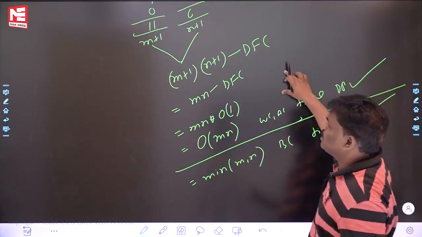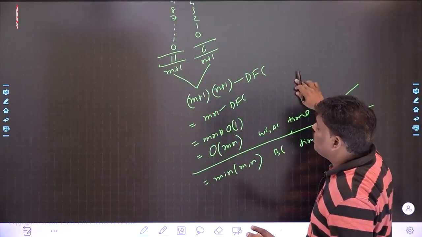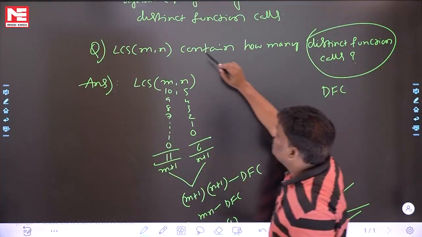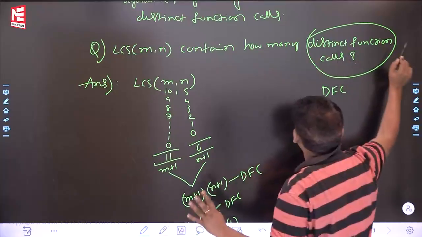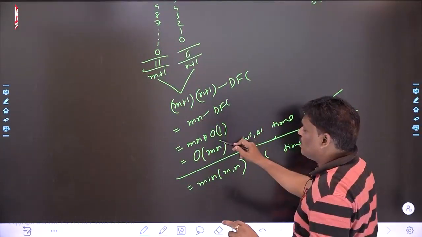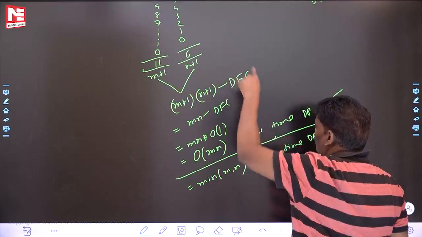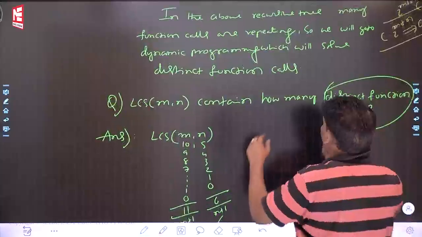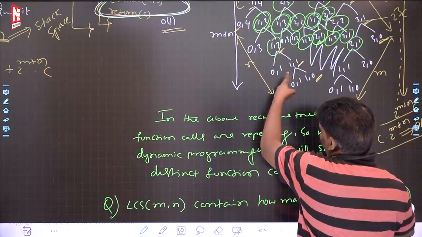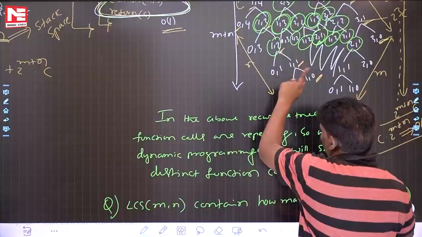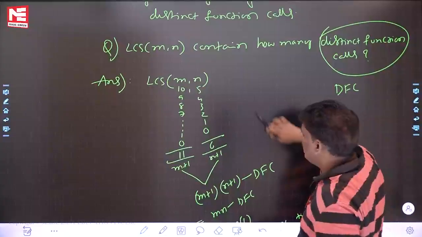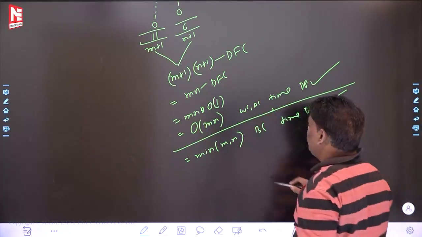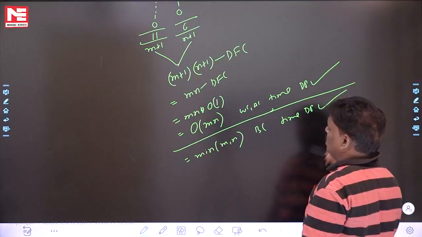Dynamic programming is about distinct function calls. From today onwards, if anyone asks you how to find the time complexity of dynamic programming, the answer is: find the distinct function calls. LCS of m comma n contains how many distinct function calls? Calculate: mn distinct function calls. Every function costs how much? Constant. So order of mn for worst case and average case. The tree I wrote is for the worst case and average case; best case is similar. Order of mn time for worst and average case using dynamic programming, and minimum of m comma n for best case time.